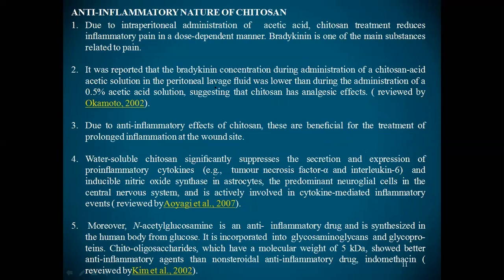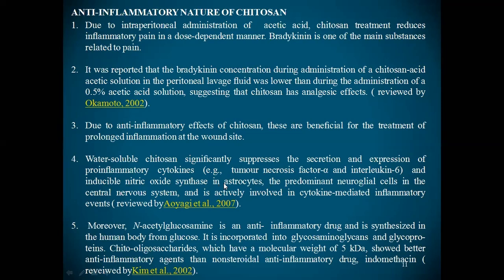In this, Wakamoto in 2002 reviewed that they induced inflammation with a 0.5 percent acetic acid solution, and this produced inflammation is reduced with the help of chitosan. By the administration of chitosan, it can readily reduce bradykinin and other inflammatory mediators.